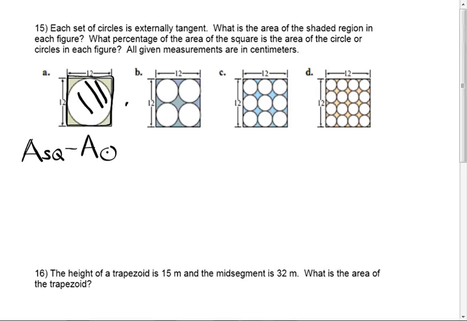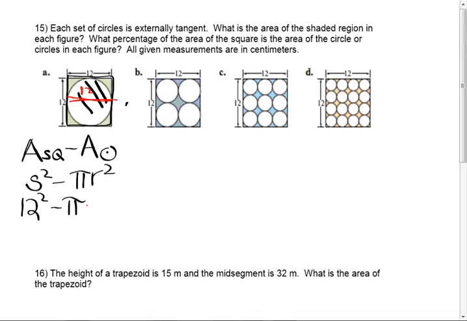Okay, what's the area of the square? How do you find the area of the square? Side squared, or base times height. Base and height are the same. Minus the area of the circle, which is pi r squared. Okay, what's the side? Look at the picture. 12. What's the radius? Maybe that's where you're stuck. The diameter is 12.